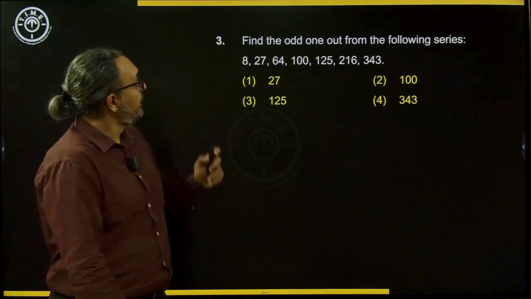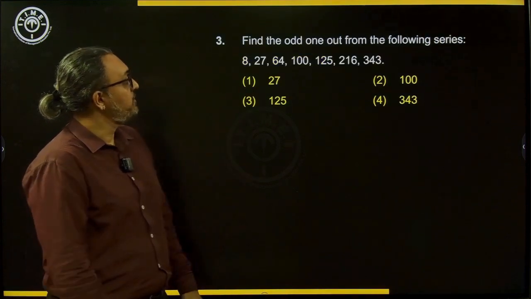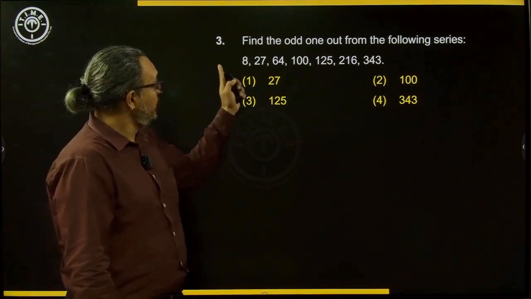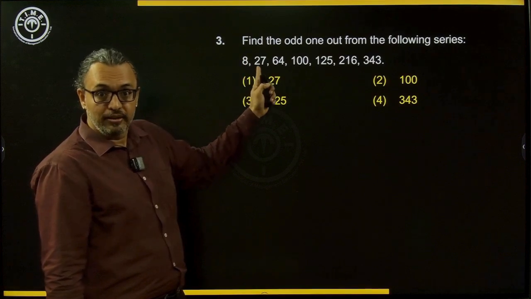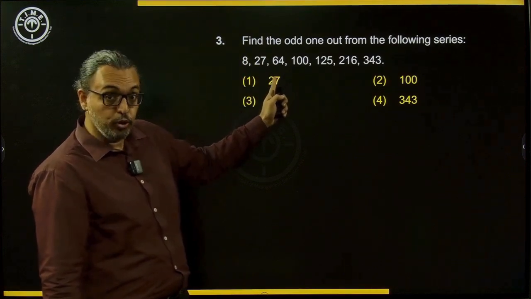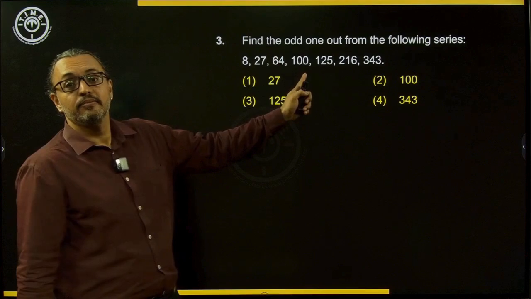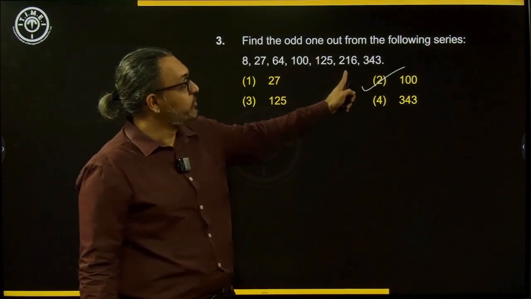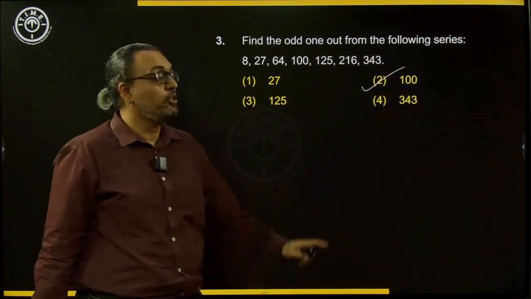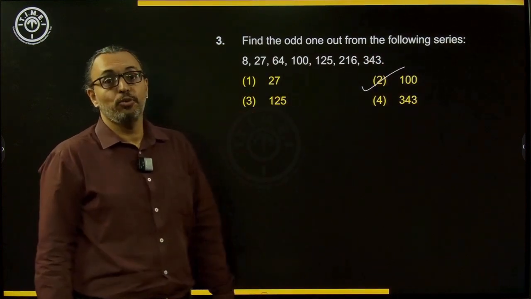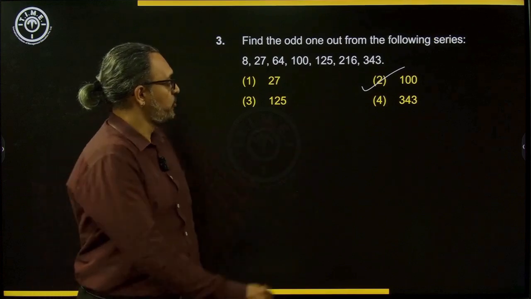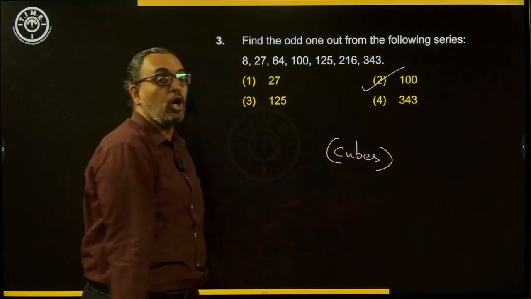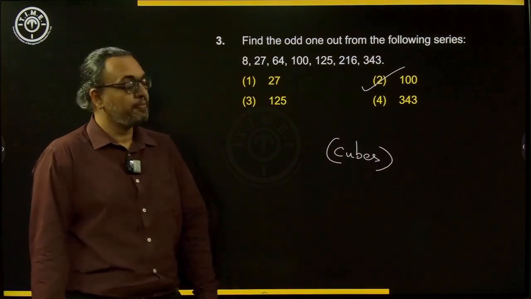Then next, find the odd one out from the following series. Okay, so here the one observation you have is 8 is 2 cube, then 27 is 3 cube, 64 is 4 cube, but then 100 is a square, but 125 is 5 cube, 216 is 6 cube, 343 is 7 cube. The only number which is not a cube is 100. So that is why choose it. So cubes is my logic. The common logic is cubes, correct?